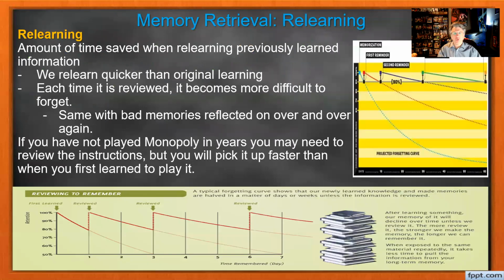Relearning. And this is kind of an obvious thing, but the amount of time is saved when we relearn previously learned material. It's quicker to relearn something. I was with my kids just 4 days ago. My kids showed up from Nacogdoches, and they said, hey, you guys got the Game of Life? I'm like, you know what? I think we do have the Game of Life, with little cars and the people and the kids, and you work around and you go through life.